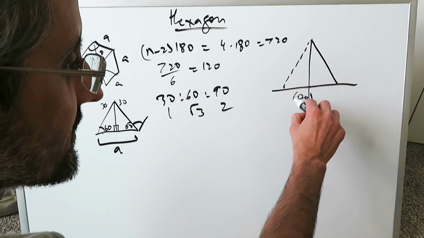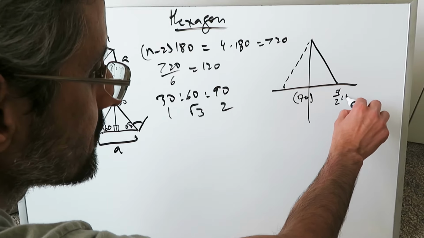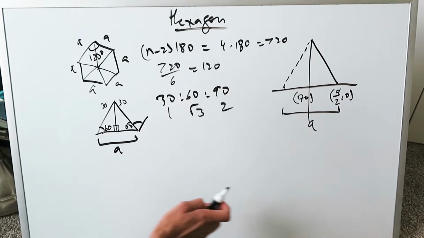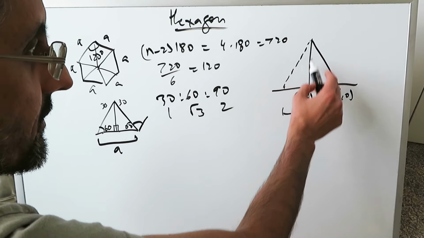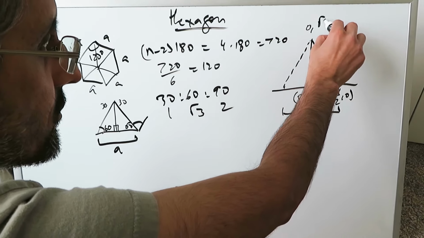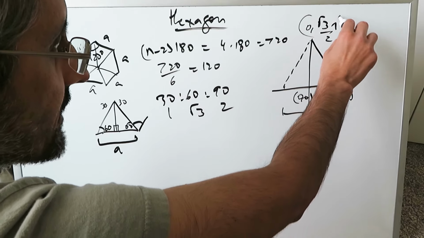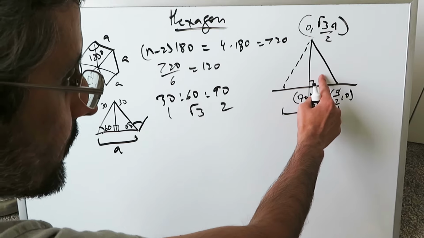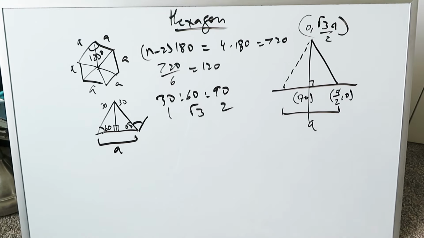This here is 0 comma 0. Obviously this is a over 2 comma 0, as all of this would have been in a, that dimension that you're seeing. If this is a over 2, 0, then that would be 0 comma root 3 a over 2. That's what it would be. As you know, 1, root 3, 2. Those dimensions are good. Now all we're doing is looking at that for our double integral procedure.